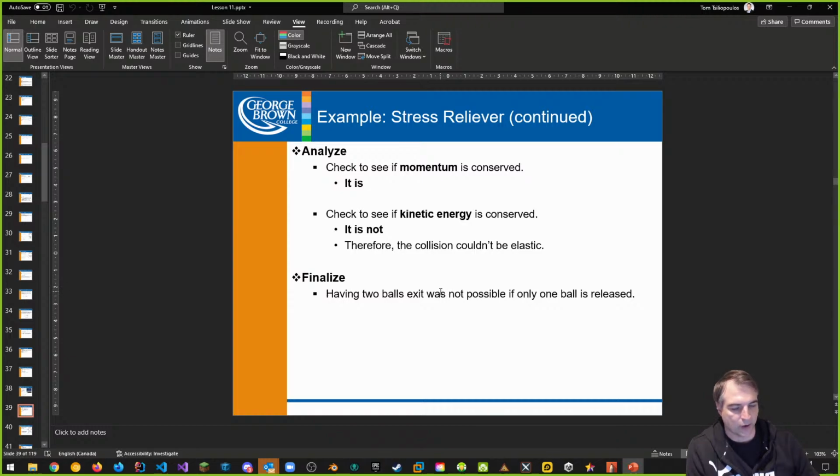Finalize: having two balls exit was not possible if only one ball is released. Why? Because kinetic energy would not be conserved. It fails the test for this effect to be possible. And this is kind of a thought experiment for you, because if we want to conserve both kinetic energy and momentum in an elastic collision, and one of these checks fails, then we know we have a case that doesn't make any sense.